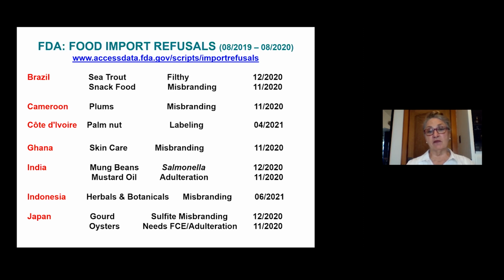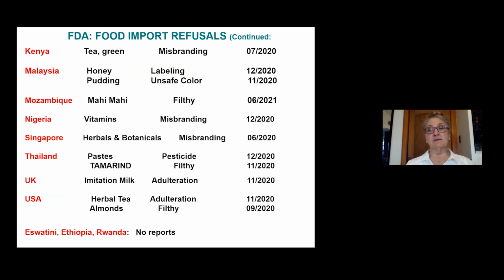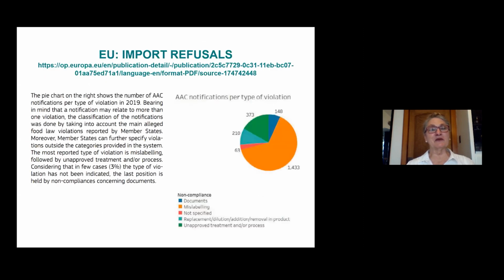Salmonella, sulfites, adulterations, unsafe colors, pesticide residues, alterations such as in milk, teas. Some of you have not had reports yet, but hopefully we work through this and your trade to us becomes even more. Ethiopia and Rwanda, obviously you have coffee and that doesn't fall under these rejections. So we still are getting some from you.